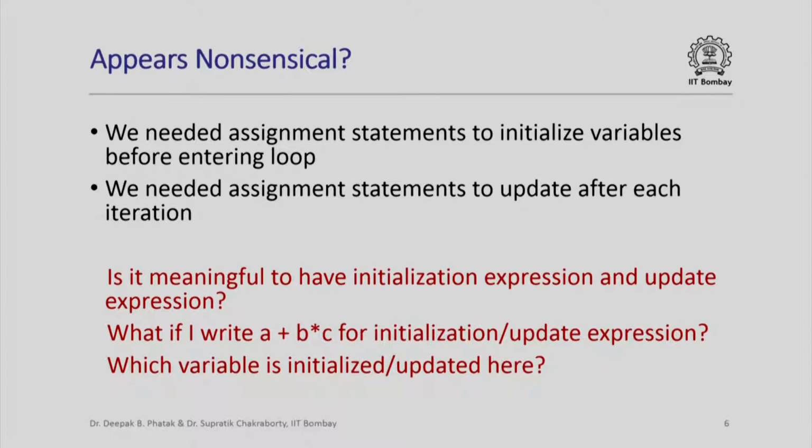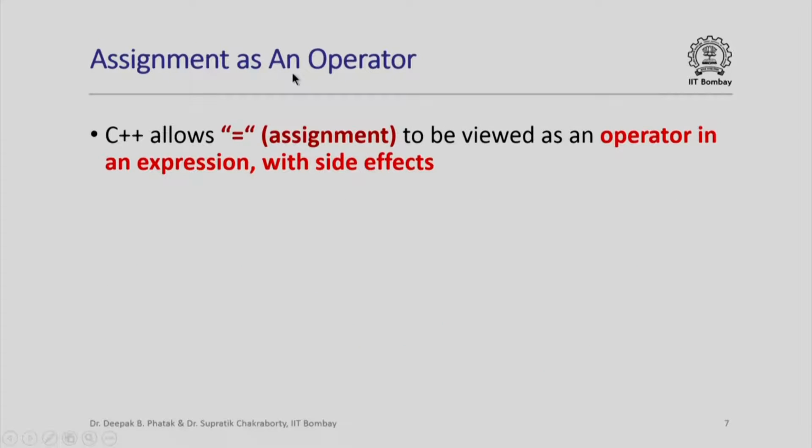However, in C++, it turns out that we can use the assignment not only as in a statement to actually assign the value of an expression to a variable, but you can also use an assignment as an operator to build an expression. And when we write such expressions with the assignment operator, these expressions have side effects which are the actual assignment as it happens in an assignment statement. So let's look at an example.